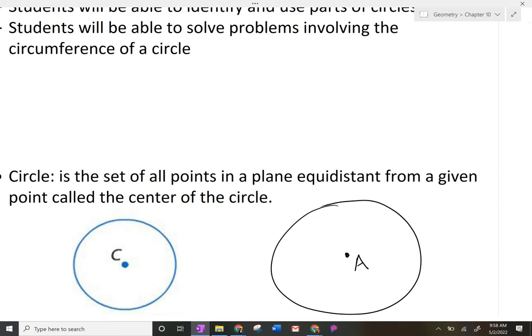The official definition of a circle: it is a set of all points in a plane that are all an equal distance from the center point of the circle. That's going to be the circle itself. So every single spot here is going to be the exact same distance away from that central point.